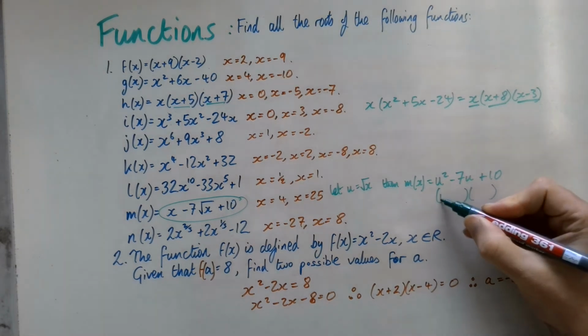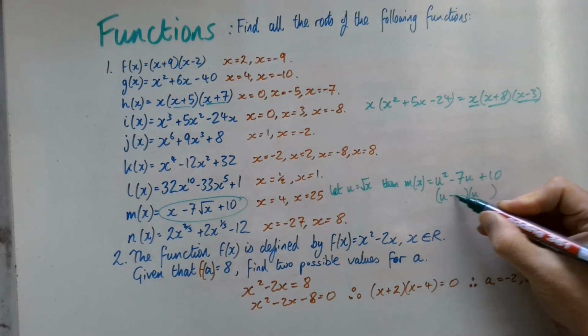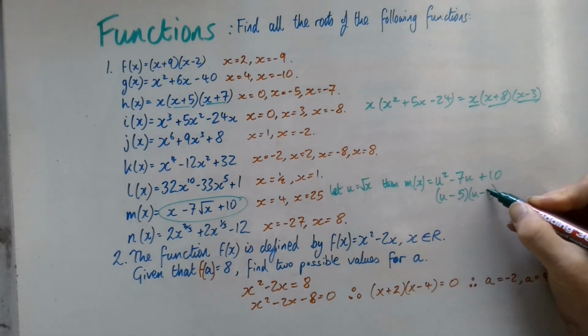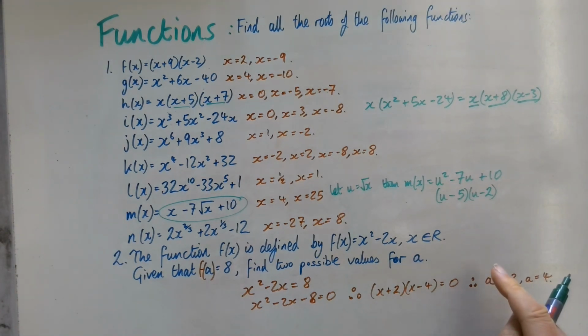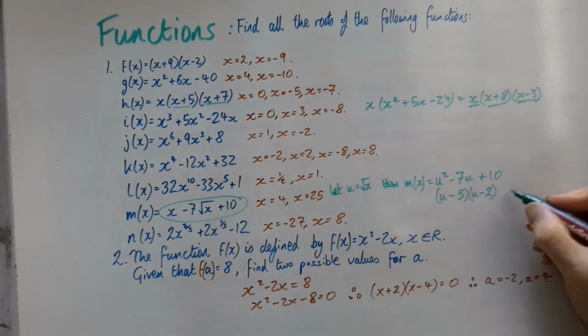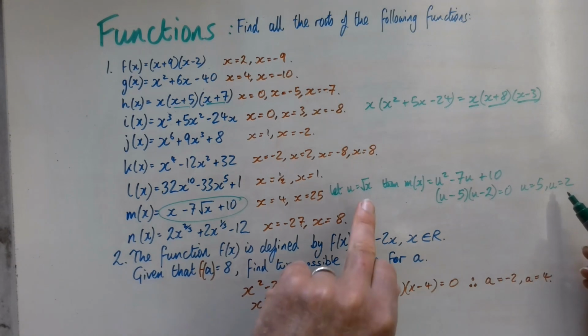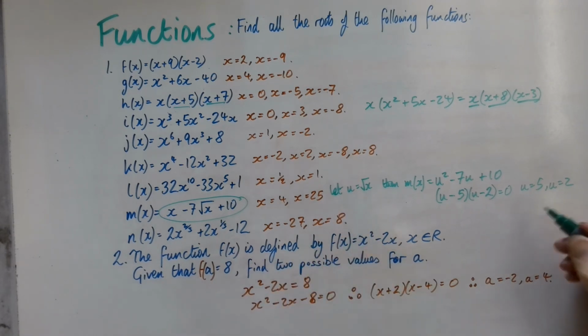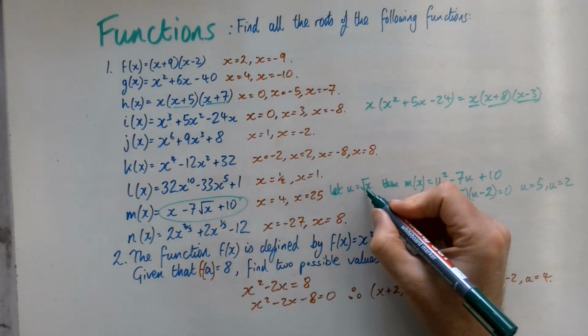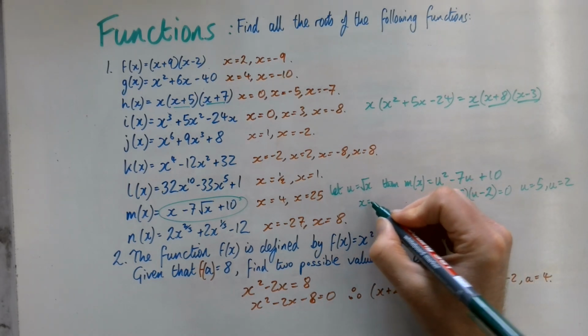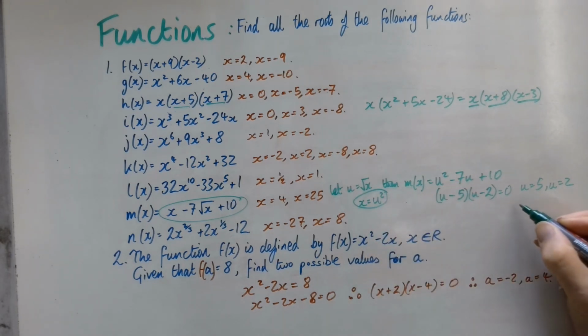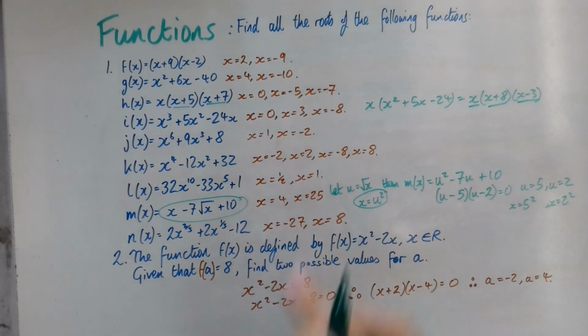5 times 2 is 10, and it's 2 negatives. 5 plus 2 makes 7, so it would be that. And our values of u would equal 5, or u would equal 2, wouldn't it? But we want to know what x would be, and as u is the square root of x, then if we squared that, x is going to equal u squared, isn't it? So x is going to be 5 squared, and x is going to be 2 squared, which is why we've got 4 and 25 as our answers.